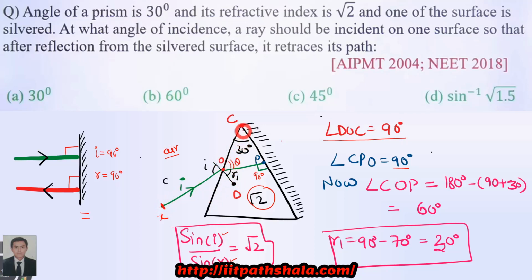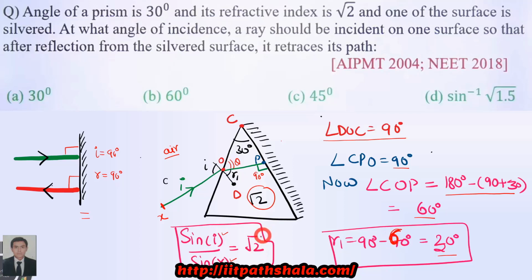So from this triangle COP, I can find out the angle COP, which is nothing but 180 degrees minus (30 degrees plus 90 degrees), by the law of triangle itself. So it gives me that this unknown angle theta comes out to be 60 degrees over here. Now, because I know that COD is 90 degrees, it will be a piece of cake to find the angle R1, which is nothing but 90 degrees minus theta. So it comes out to be 30 degrees.